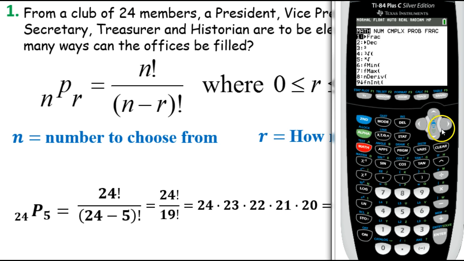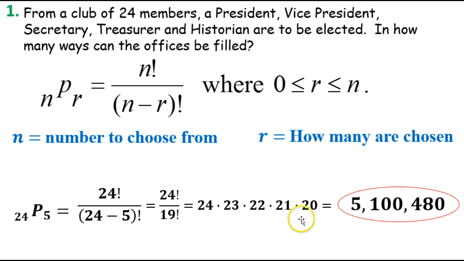Again, that's our math button. I'm going to scroll over to the right for probability, option number 4. And close that off, and I'll hit enter, and that'll give me my answer here. So either way is okay. You can do it by hand, you can use your calculators, any of those methods are just fine.